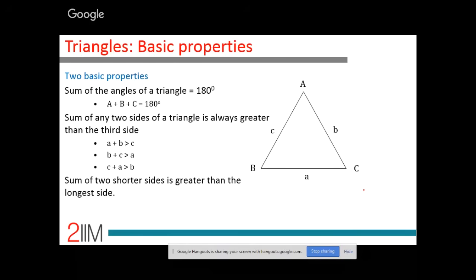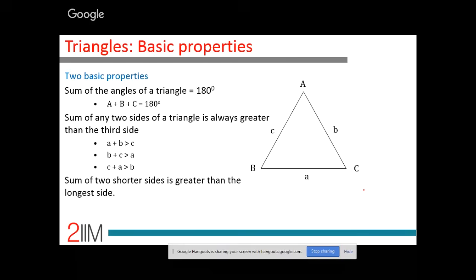Coming to triangles, a bunch of very simple, very important properties that get tested in every exam. Sum of three angles is 180. Sum of any two sides is greater than the third side. And especially the second one kind of sneaks up on you. Sum of any two sides of a triangle is strictly greater than the third side. It's not greater than or equal to. It has got to be greater than.